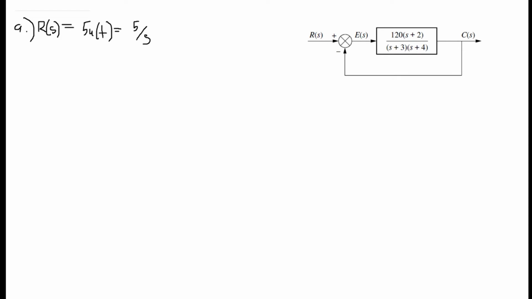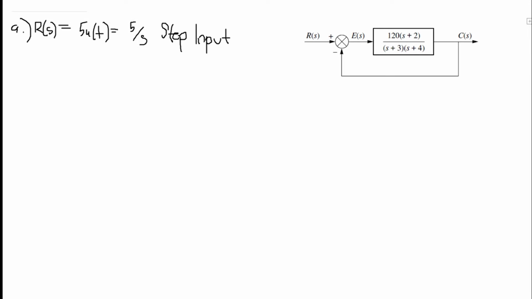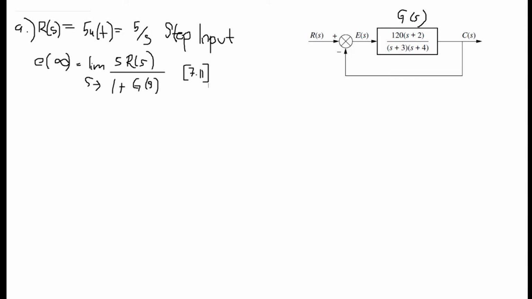First, let's find the steady-state error for the input 5u of t. When you take the Laplace transform of the input, you get 5 over s, and this input is a step input. So we can find the steady-state error using equation 7.11 in the Norman's book, which is the limit of s multiplied by R of s over 1 plus G of s as s approaches 0.